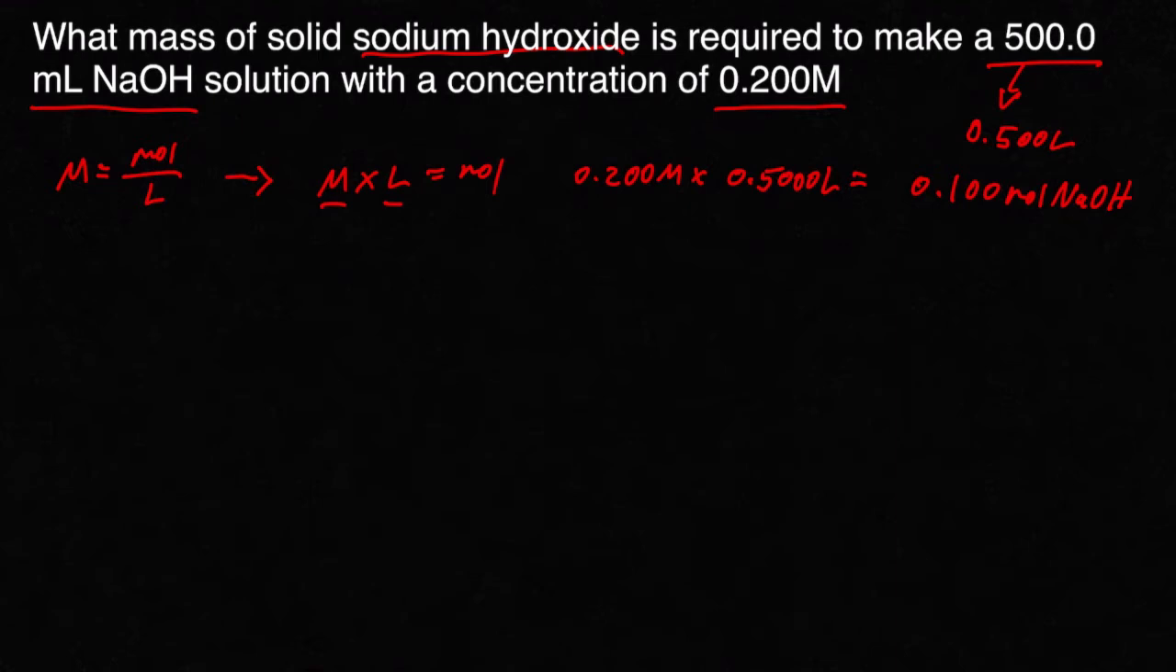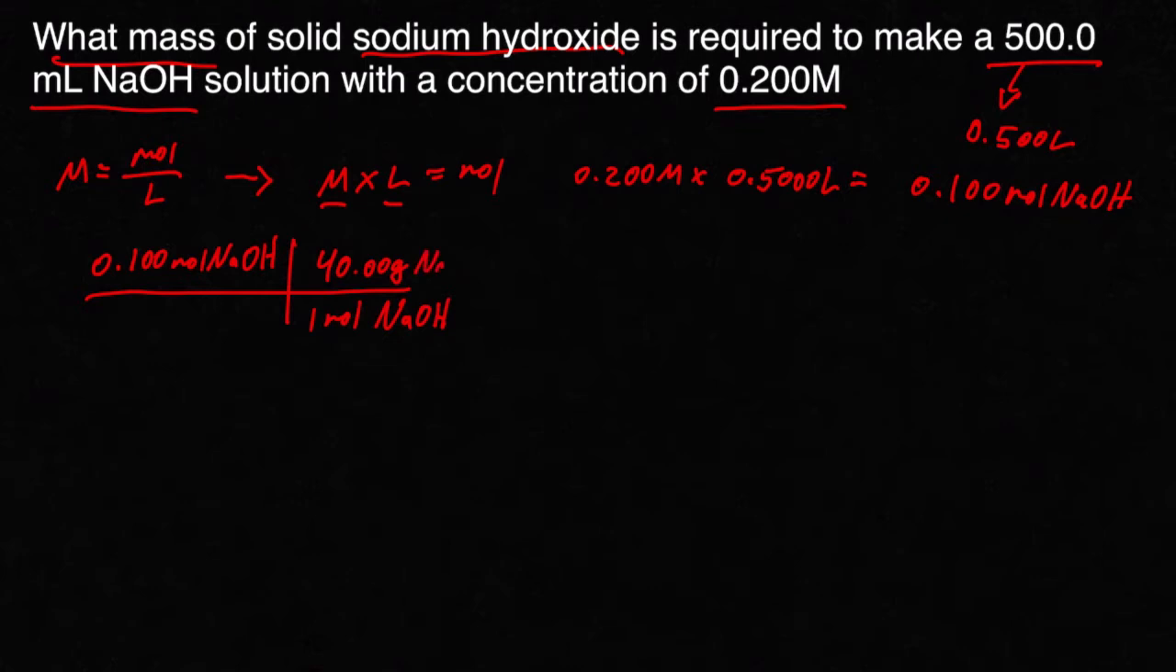Now I'm not done because the problem says what mass. So I need to convert that 0.100 moles of NaOH, sodium hydroxide, to grams. 1 mole of sodium hydroxide has a molar mass of 40.00 grams. We can see we're going to cancel out our moles of sodium hydroxide, left with grams of sodium hydroxide. So we get our answer to be 4.00 grams of sodium hydroxide would be required to create this solution.